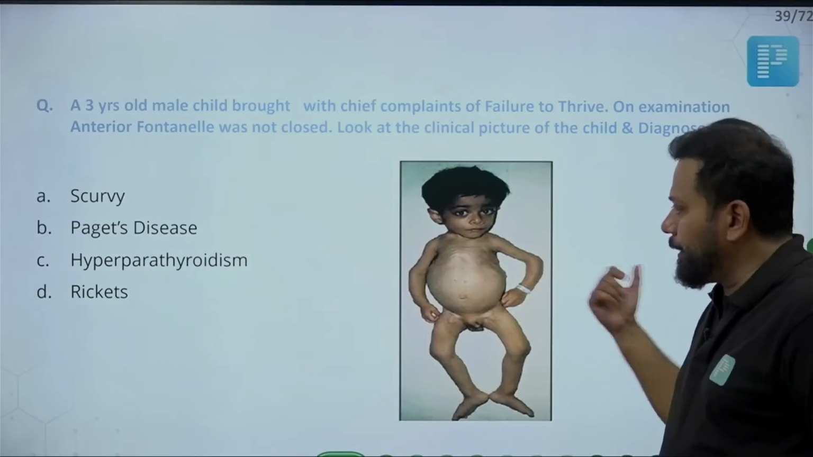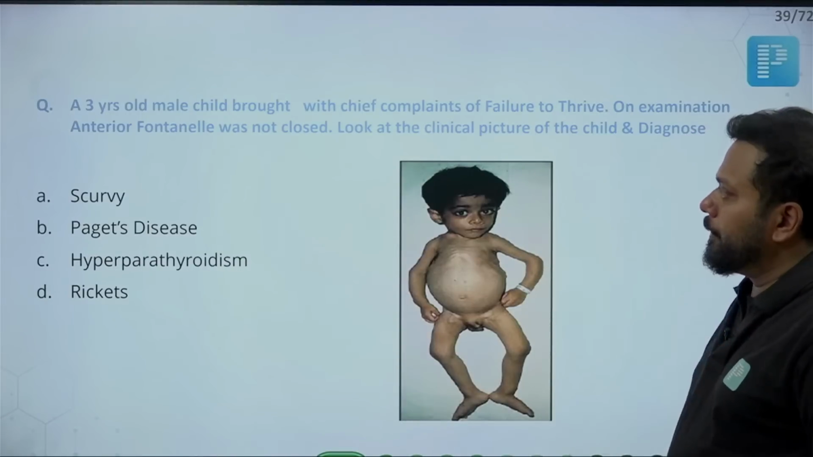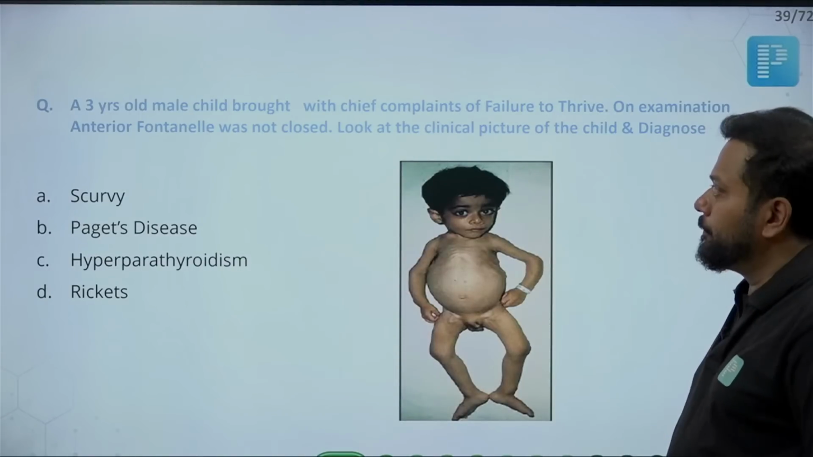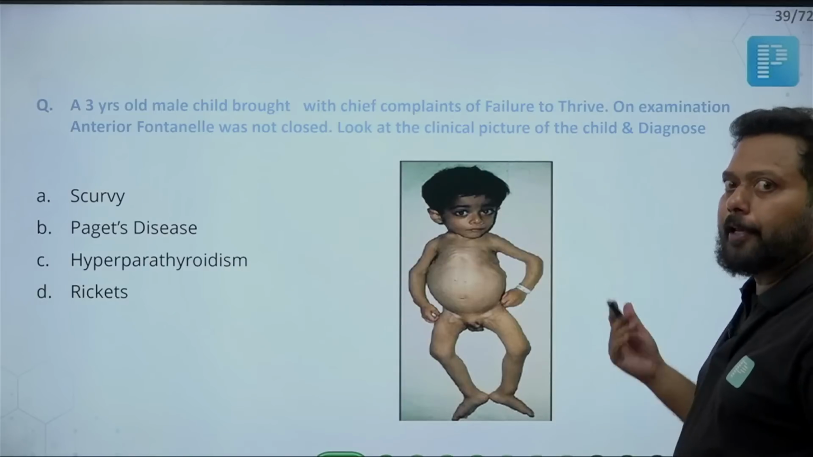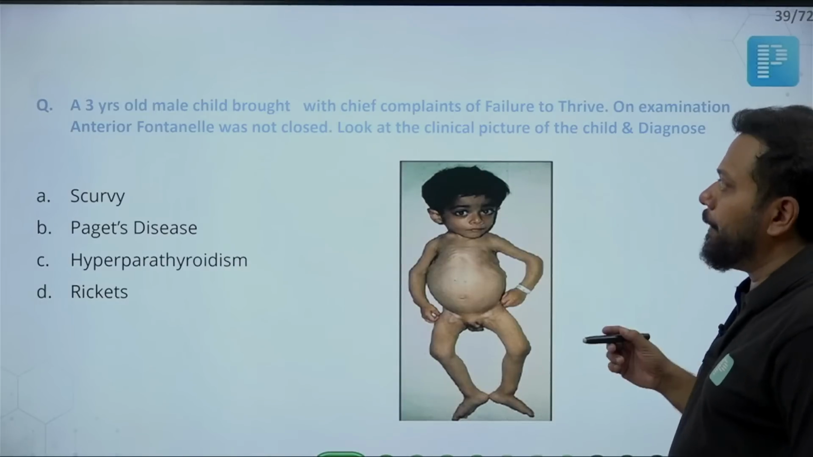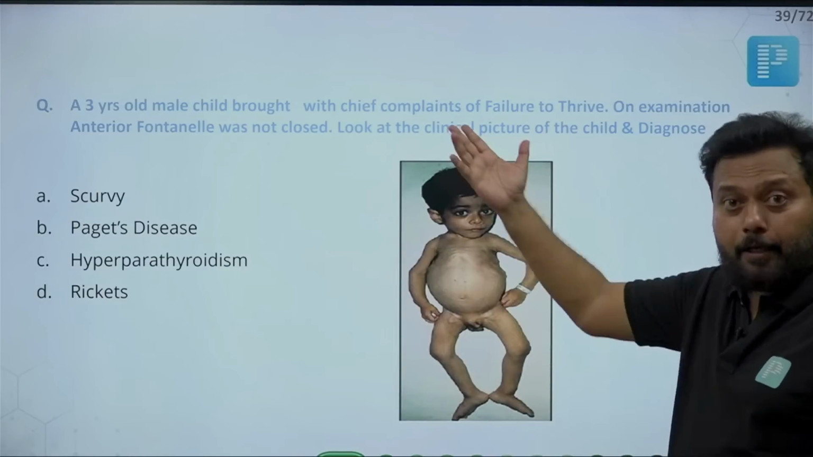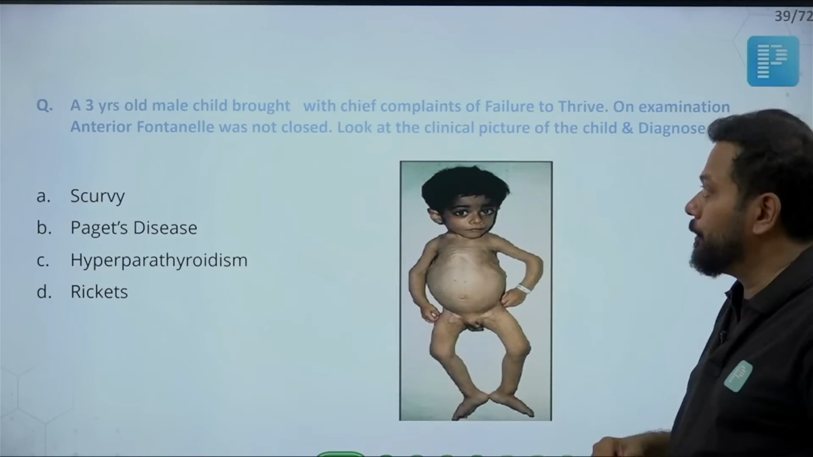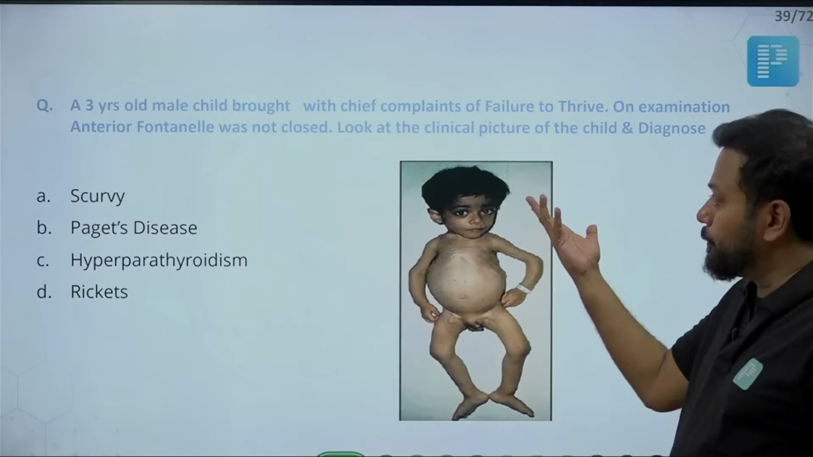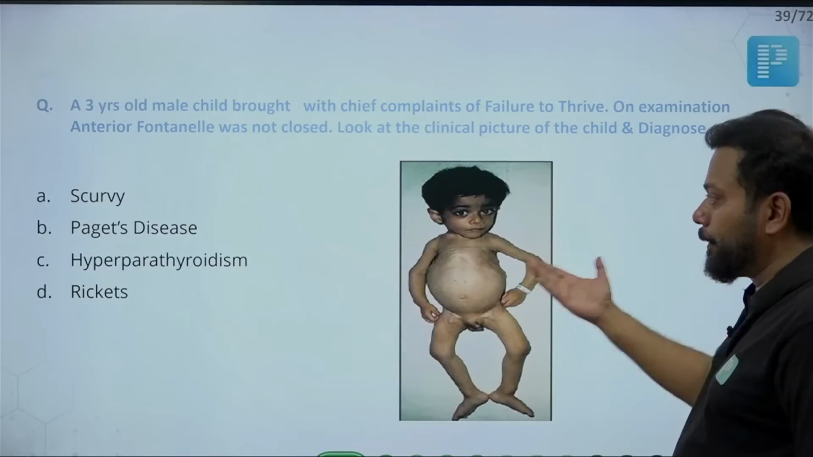Look at this nice picture. A 3-year-old male child brought with chief complaints of failure to thrive. On examination, the anterior fontanelle was not closed. 3 years, anterior fontanelle not closed. That is the first diagnosis you should see. Look at the clinical picture of the child.